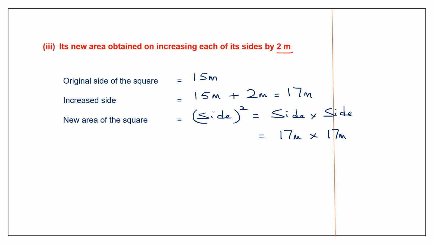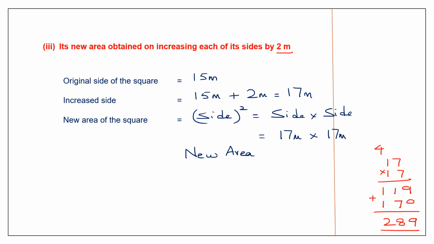So let's multiply 17 into 17 and see what we get. 7 sevens are 49, carry 4, 7 ones are 7, 8, 9, 10, 11. Second step, 1 sevens are 7, 1 ones are 1. Let's add this up. 9, 1 plus 7 is 8, 1 plus 1 is 2. So here we found the new area. So we have found the new area to be 289 meter square. So this is our answer. The new area is 289 meter square.